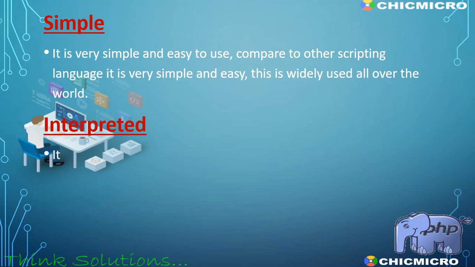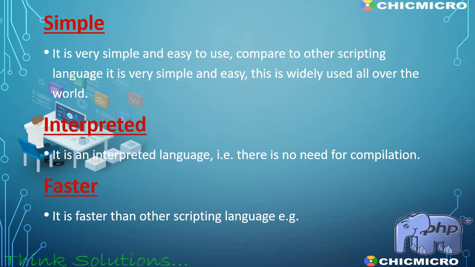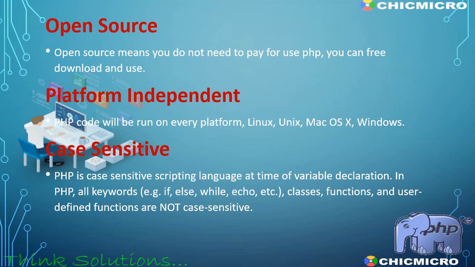The next one is interpreted. It is an interpreted language. Means we don't need a compiler to compile. All we need is our browser. Once we get our browser, we can run PHP easily. PHP is faster. It's very, very fast compared to any other scripting language, as we said. Then we say it's open source. It's not something you go to the market to buy. You go online, you download it free. Platform independence: PHP code will run on every platform. Maybe you are using Linux or Unix or Mac OS or Windows. But PHP is one thing. It's not like HTML.